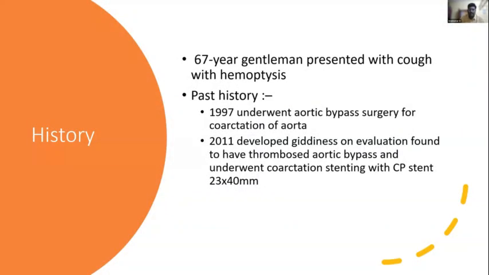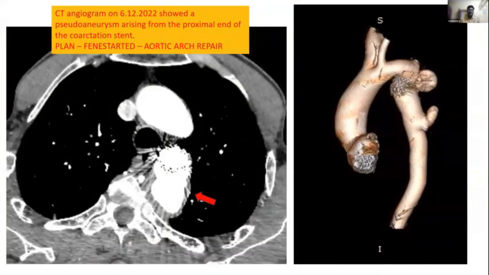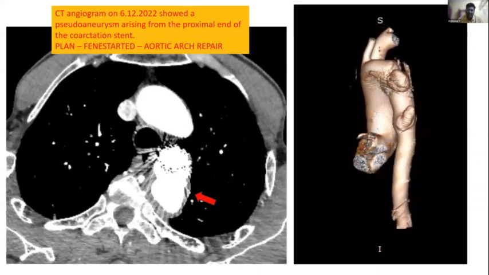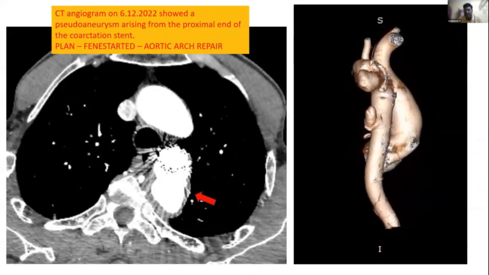So he is a 67-year-old gentleman who presented with cough with hemoptysis, with past history of aortic bypass surgery for coarctation of aorta in 1997. Subsequently, he developed giddiness, and on evaluation was found to have a thrombosed aortic bypass. And he again underwent coarctation stenting with CP stent 2340. So we proceeded with CT angiogram for the case. Here you can see a saccular aortic aneurysm arising from the proximal end of the graft.